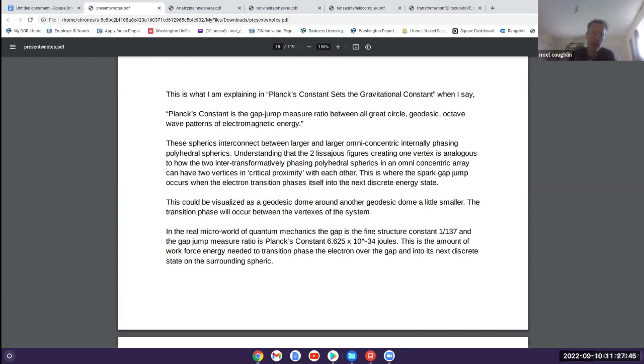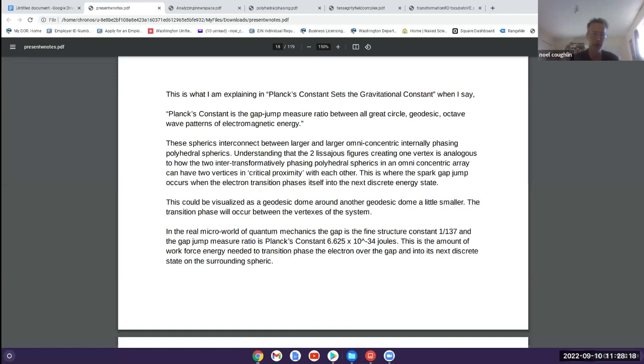Understanding that the two Lissajous figures creating one vertex is analogous to how the two intertransformatively phasing polyhedral spherics in an omniconcentric array can have two vertices in critical proximity with each other. This is where the spark gap jump occurs when the electron transition phases itself into the next discrete energy state. This could be visualized as a geodesic dome around another geodesic dome, a little smaller. The transition phase will occur between the vertexes of the system.